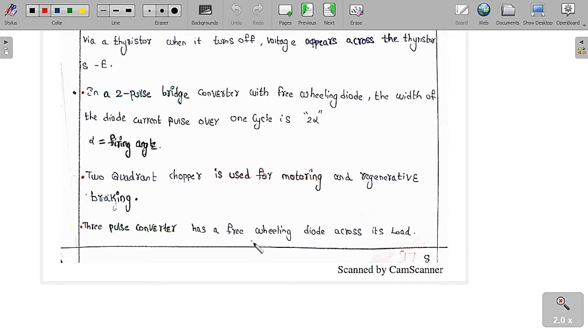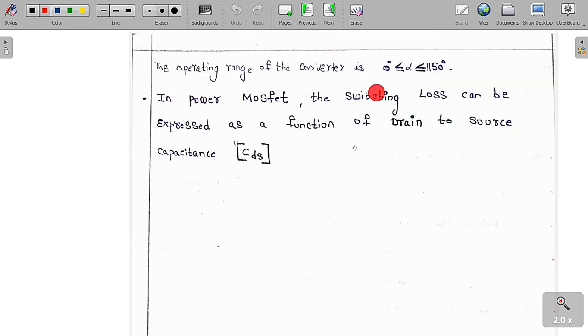A three-pulse converter has a freewheeling diode across its load. Then the operating range of the converter is from 0 degree to 150 degree. So in a three-pulse converter, if you use the freewheeling diode across its load, then the operating range of the converter, that is the firing angle, is only from 0 degree to 150 degree.